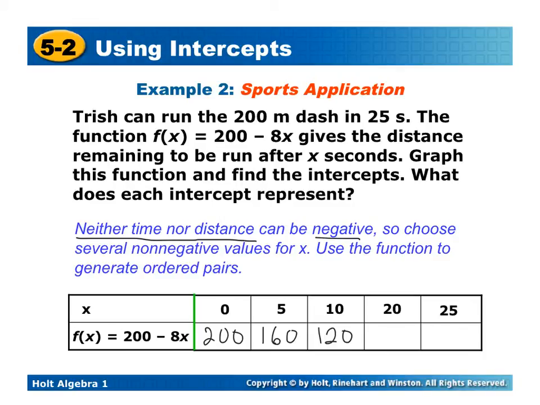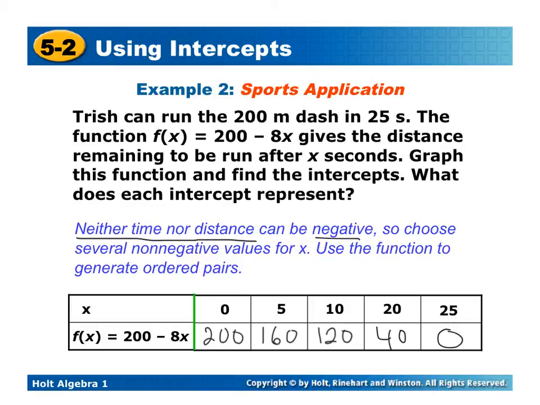At 20 seconds, she would have run 160. So we would do our 200 minus our 160, and we'd have 40. And then after 25 seconds, she would have run the full 200 meters, so her distance left would be 0.